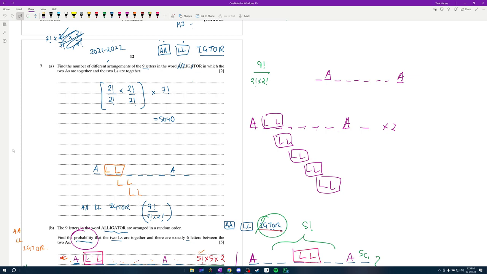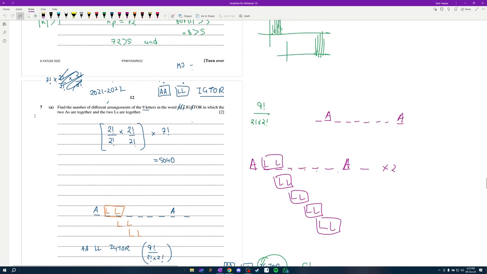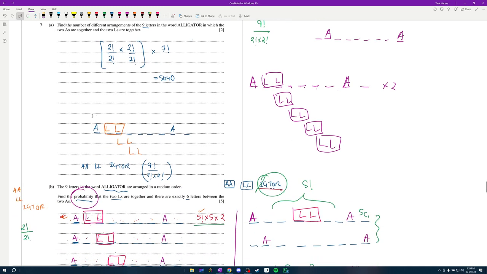Find the number of different arrangements of the 9 letters in the word alligator, in which the 2 A's are together and the 2 L's are together. Okay, so alligator: double A, double L, and I-G-T-O-R. So the 2 L's and 2 A's are together. In total, how many units do we have? These 2 A's are 1 unit, these 2 L's are 1 unit, and 5 over here. So 7 units, which is 7 factorial. You can just ignore the rest, because the A's can interchange, but they're the same. So that's that.